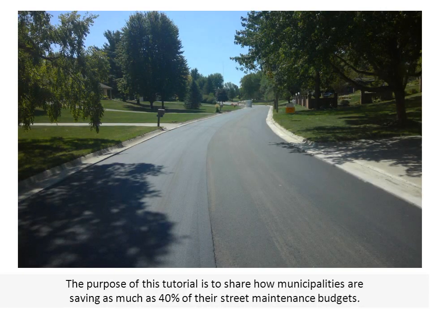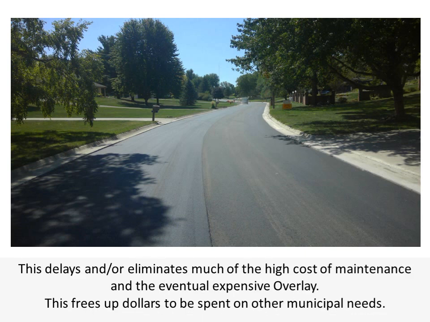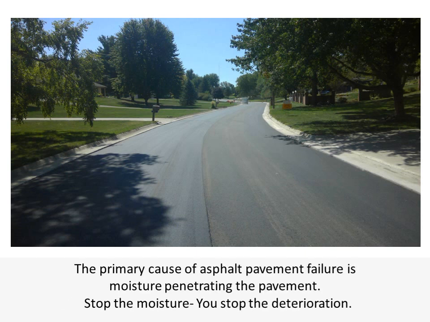The purpose of this tutorial is to share how municipalities are saving as much as 40% of their street maintenance budget. The Save Our Streets program consists of preserving the good sections of streets and overlaying only the sections that have failed and are beyond repair. This delays or eliminates much of the high cost of maintenance and the eventual expensive overlay. This frees up dollars to be spent on other municipal needs.